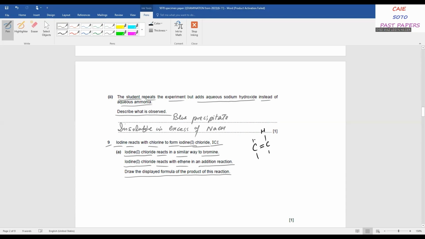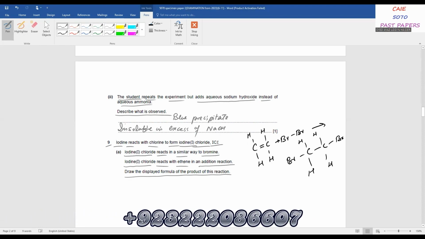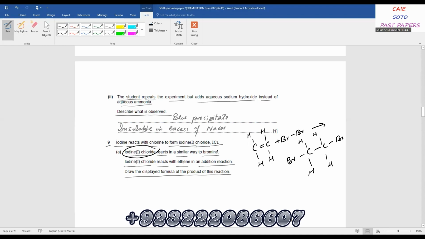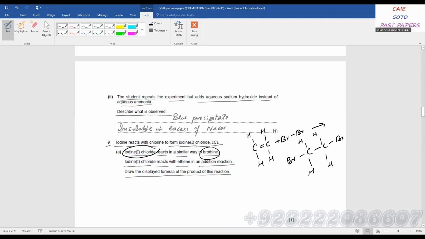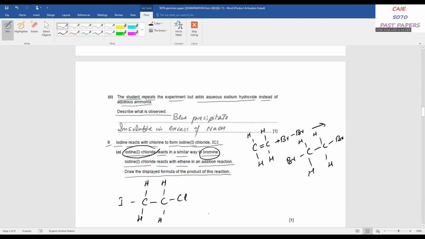You see the carbon-carbon double bond. So how does it react with bromine? It reacts with bromine in this way. It's an example of addition reaction. What you have to do, you have to add only bromine to both carbon atoms. Now they are mentioning here iodine 1 chloride reacts in a similar way to bromine. So it will be very easy to predict the product. Draw the saturated form of ethene, which is ethane, and here you have ICl, so you write I and Cl. Very easy.